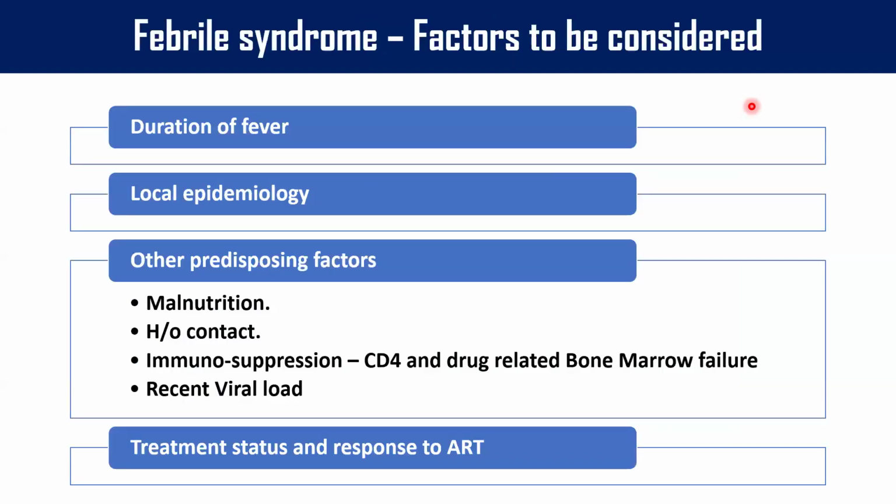Okay. So any child who has come with fever, you look at whether it's an acute fever or a chronic, I mean, prolonged fever, duration, and what is the local epidemiology. Suppose this is a season of dengue, or season of malaria, season of rickettsia, so your local epidemiology will direct you towards your diagnosis. Other factors like, is this child malnourished, or is there a history of contact in the family, immunosuppression, what is the CD4? Sometimes the CD4, though it will be low, will be compounded with a bone marrow failure.